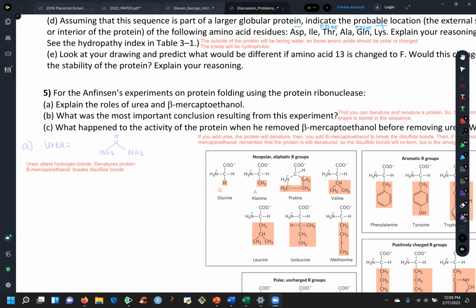So before Anfinsen, we as a scientific community were like, you know what? If you have a three-dimensional protein, but you ever unfold it, you will not be able to fold it back again. It is not possible. And then comes Anfinsen. And what does he do? Well, he plays with urea, and he plays with beta mercaptoethanol.